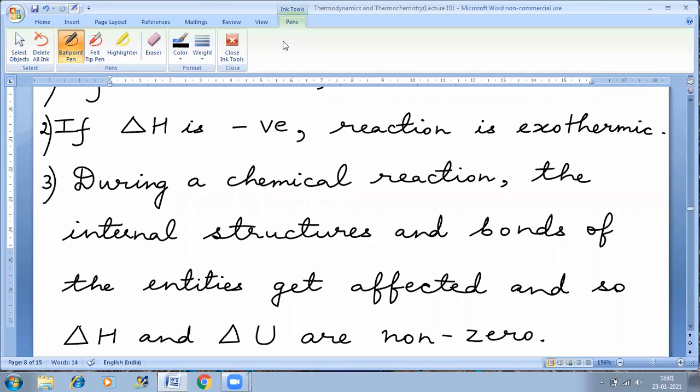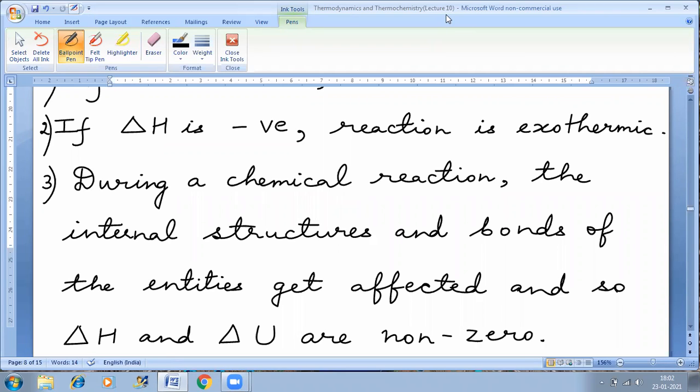That means what is happening here? During a chemical reaction, the internal structures get affected. We have different products which are formed. So reactants are changing to products. That is why their internal energies will also change, because we have different substances that have been formed after the reaction.